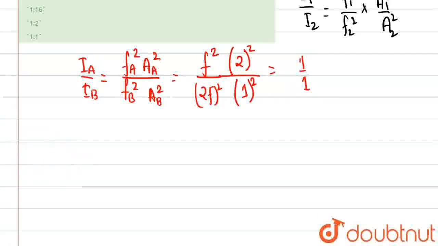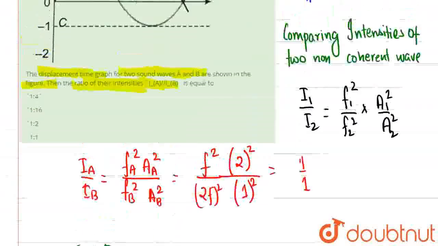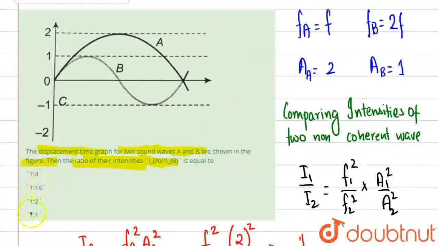So we can see that IA is to IB is equal to 1 is to 1. Intensity is not only dependent on amplitude, it is dependent on frequency also, if the waves are non-coherent. So our answer will be option number D, which is 1 is to 1.